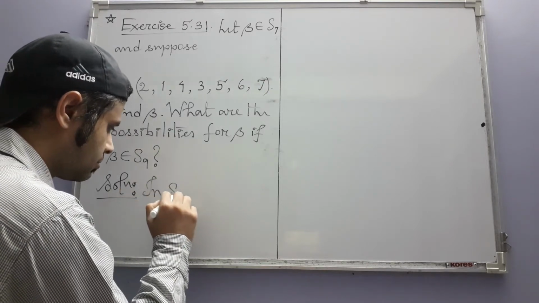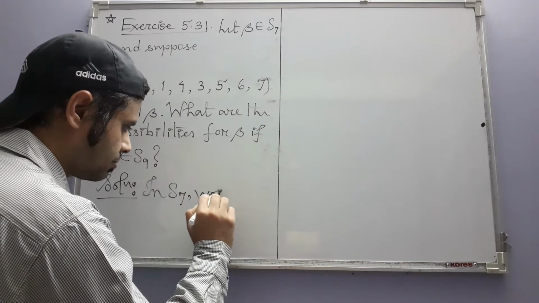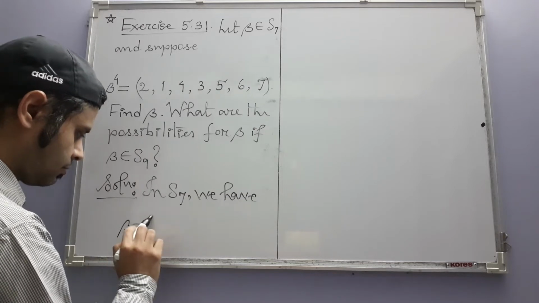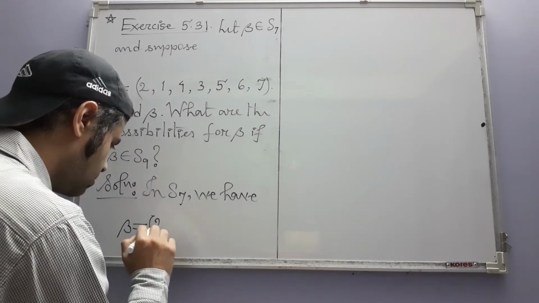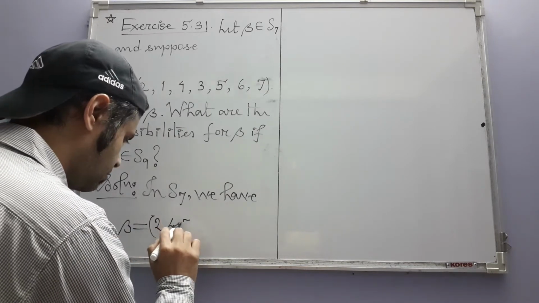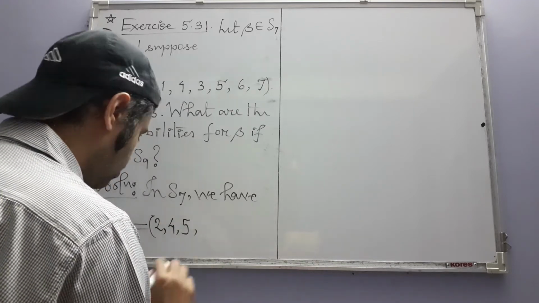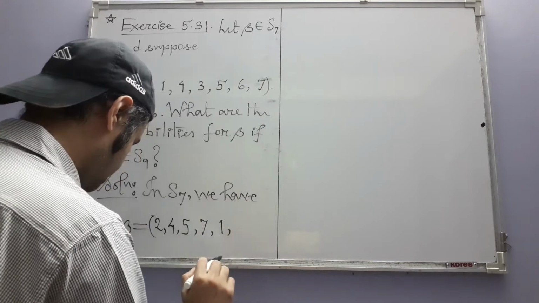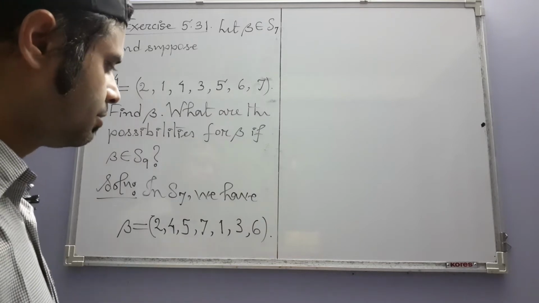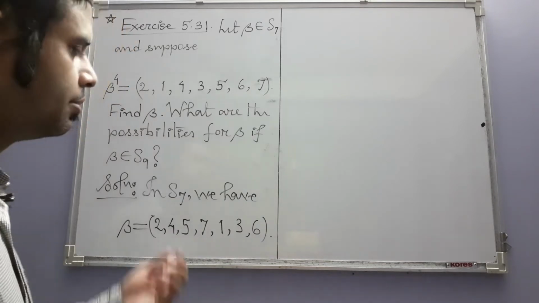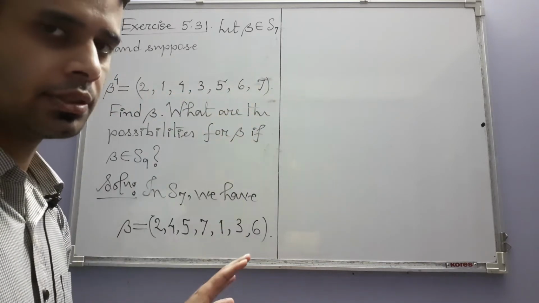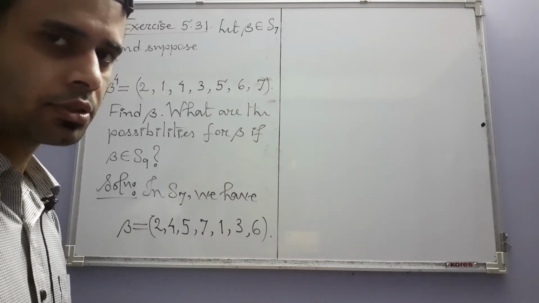In S7 we have beta equal to this 7 cycle (2, 4, 5, 7, 1, 3, 6). Now looking at this, you may feel happy that okay, so this is beta, and in fact if you calculate the fourth power of beta, you will see that you are getting this 7 cycle. But is that all? Of course not.